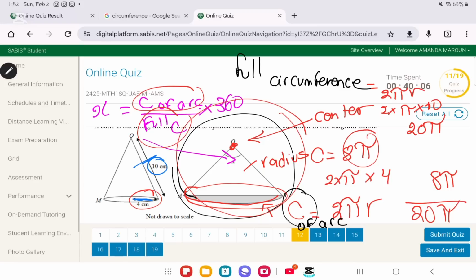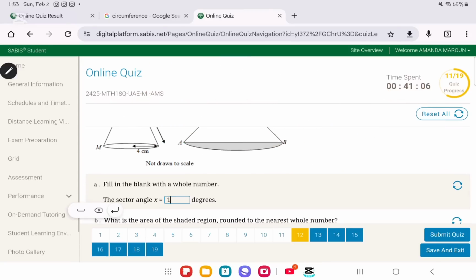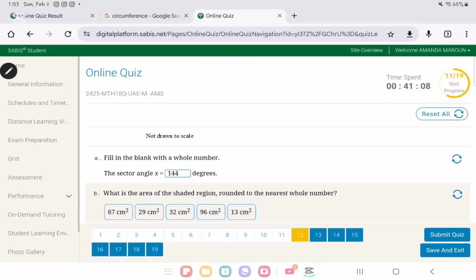So 8 pi divided by 20 pi, pi and pi will cancel. 8 divided by 20, you are gonna cancel, and then you will be left with 2 over 5. So 2 over 5 times 360, if you put it on the calculator, you are gonna get an answer of 144 degrees. So the sector angle x is 144 degrees. Now they need the area of the shaded region rounded to the nearest whole number.